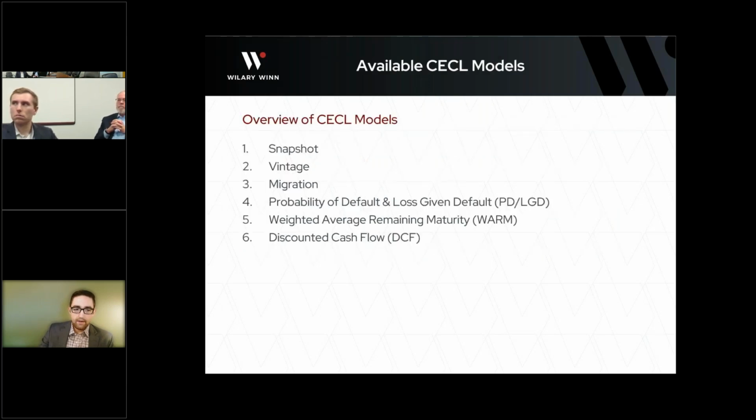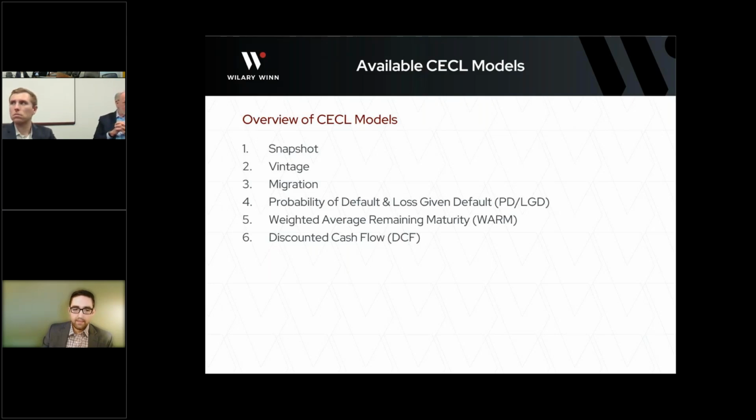All right, so with some of the basics out of the way, I'll run through the different CECL models that are out there. I'm sure plenty of you have seen most of these already. So I'll hit the highlights and then point out where they work well and where they fall short. The lineup of what I'll go through here is we have the snapshot model or pool-based models, vintage models, migration or transition models, and then probability of default and loss given default, really just PDLGD models. Weighted average remaining maturity, which most of us call WARM, and then finally the discounted cash flow model, or DCF. As we go through each one, I'll give an overview of how they work, where they're used, and then where limitations start to show up with each one of them.